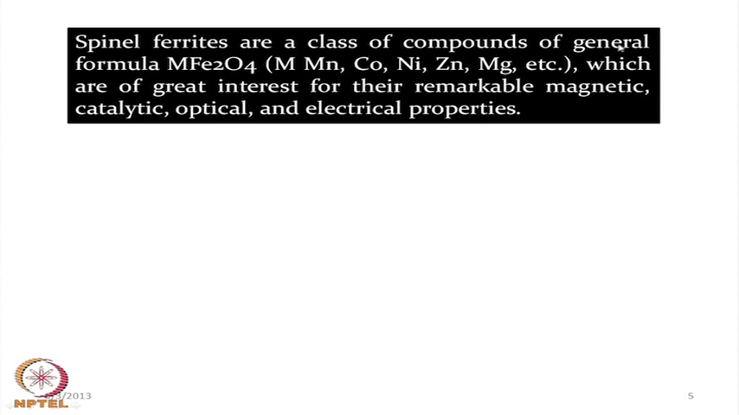They are a class of compounds of general formula MFe2O4, since the ferrites are defined here like aluminates. It includes these transition metal ions as well as magnesium, which is the most common metal ion we found for the spinel structure in a tetrahedral environment. They are very important because they are of great interest for their remarkable magnetic, catalytic, optical and electrical properties.